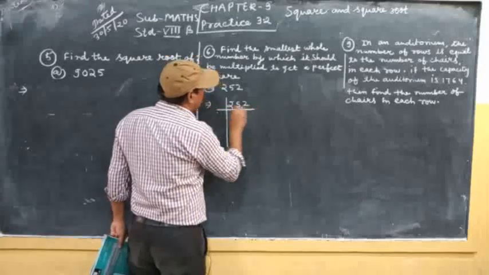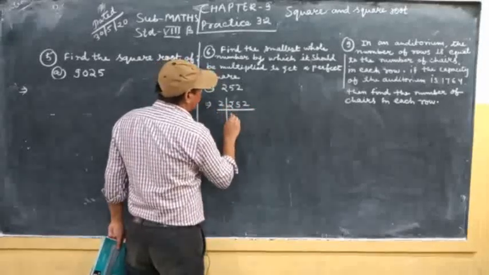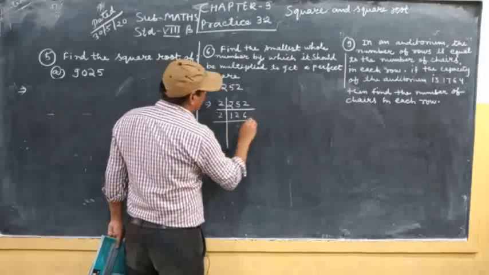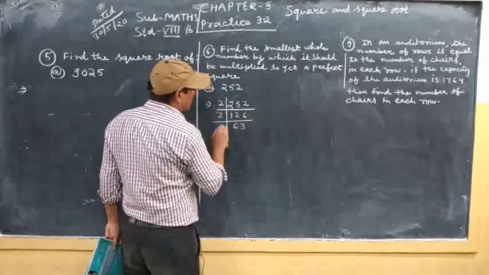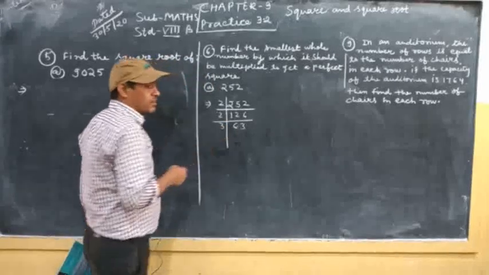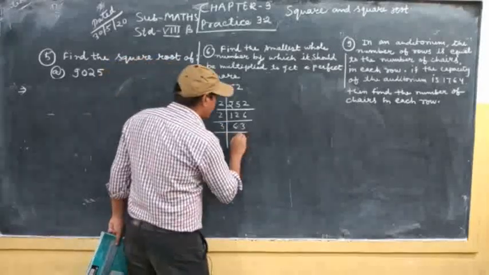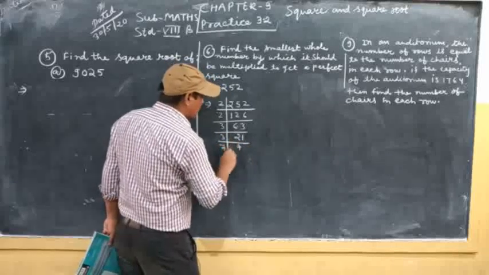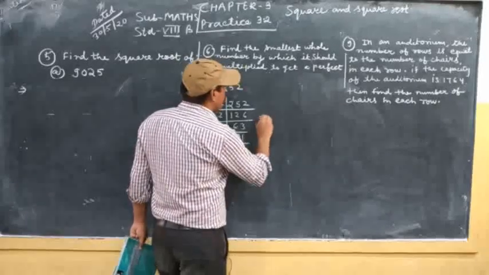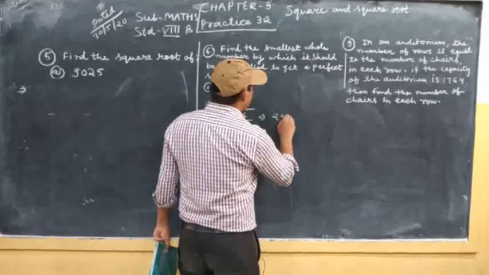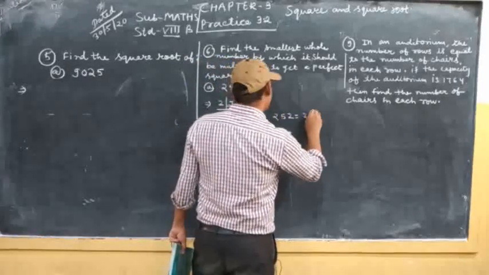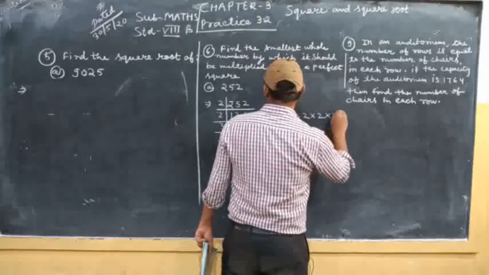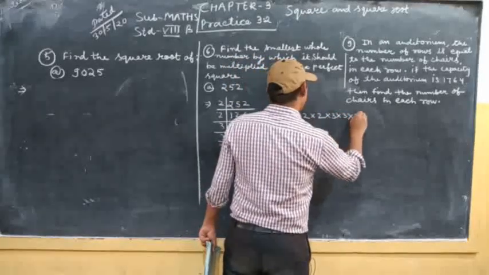This number is divisible by 2, so we write 126. Again we write here 63. 63 is divisible by 3, so we write here 21. 7 is divisible by 7, so here 252 is equal to 2 into 2 into 3 into 3 into 7.